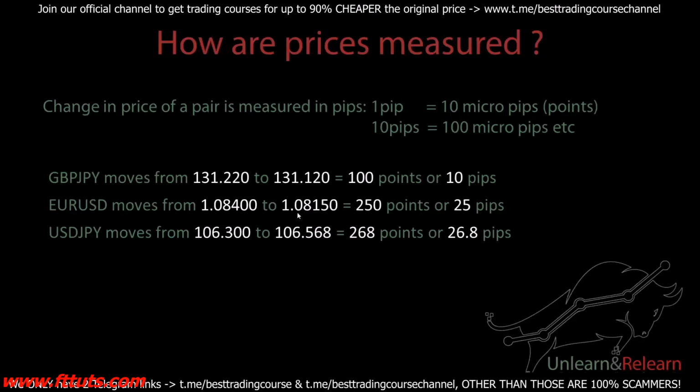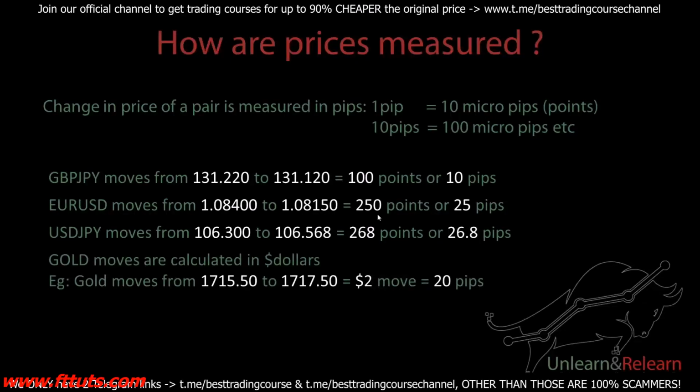First, I want to really focus on how you're calculating pips, but the most important thing is, how do you calculate pips on gold? Calculating pips on gold is completely different because gold is measured in dollars. Let's say gold moves from 1715.50 to 1717.50. When you subtract this, you get the number 2, so this is a $2 move.